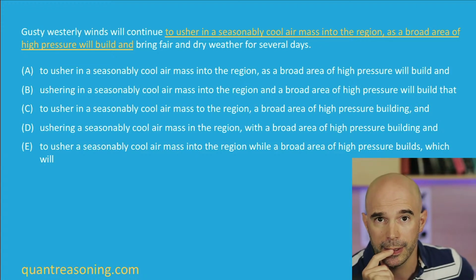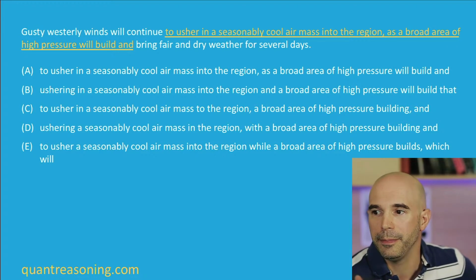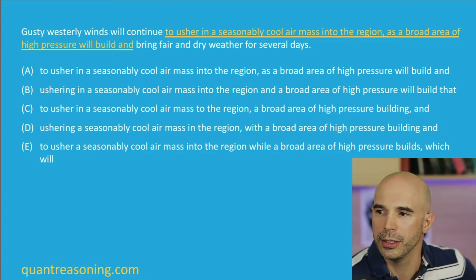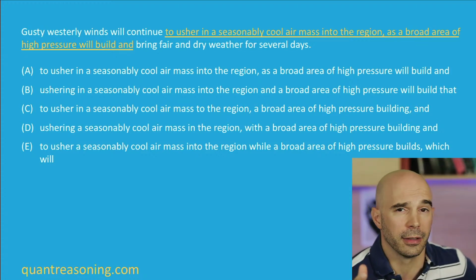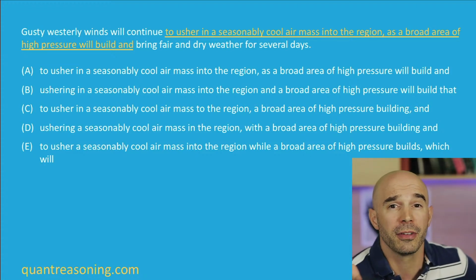Pause there for a moment. If you just have a comma connecting those two pieces, so first piece was the gusty westerly winds will continue to usher in the cool air mass, comma, a broad area of high pressure building. That second piece after the comma, it's not a clause because it doesn't have a verb. You might think that building is a verb, but an ing is only a verb if it has a helping verb in front of it. Is building, are building, was building, then it's a verb. Without a helping verb in front of it, it's not a verb. So it's not a clause.